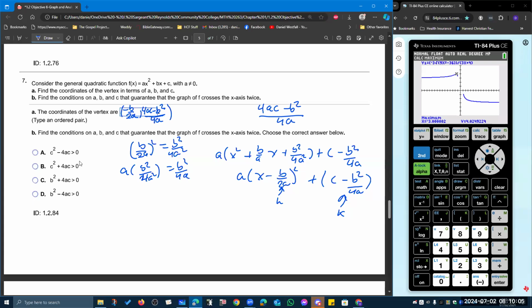Okay. Now find the conditions on a, b, and c that guarantee that the graph of f crosses the x-axis twice. So that would be inside the quadratic formula, we want b squared minus 4ac to be greater than 0.